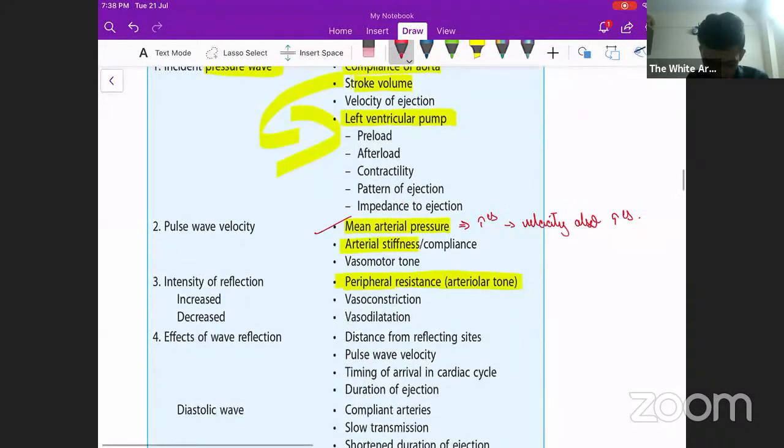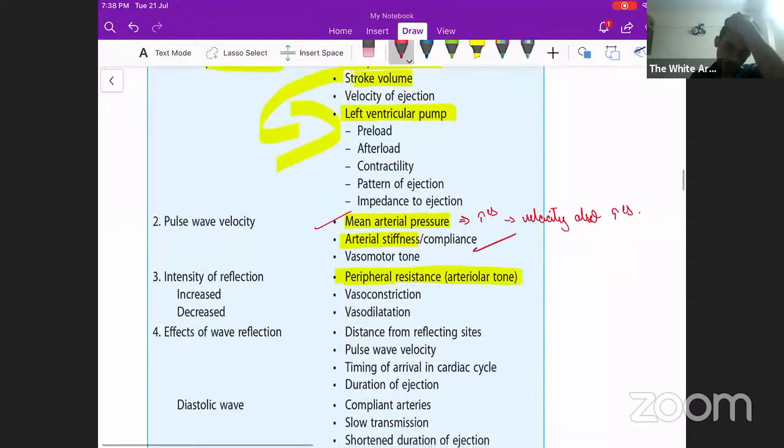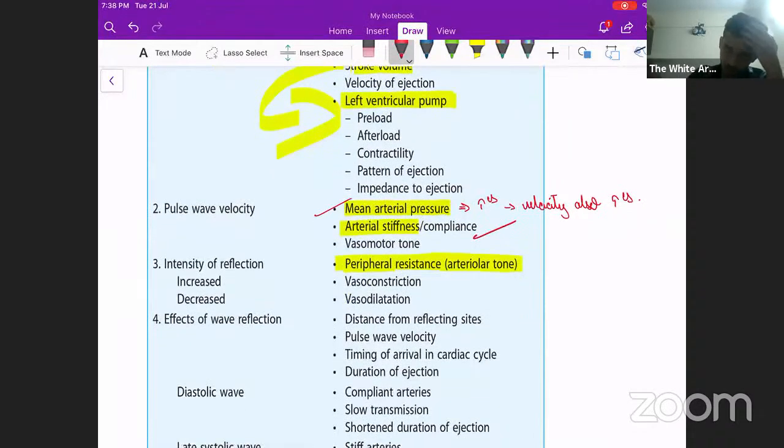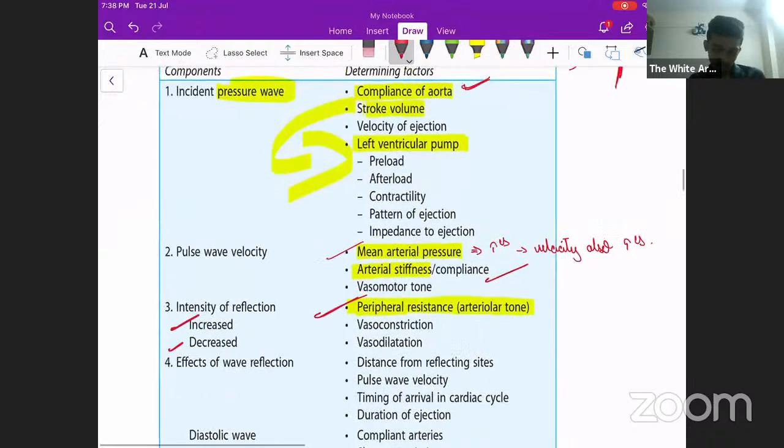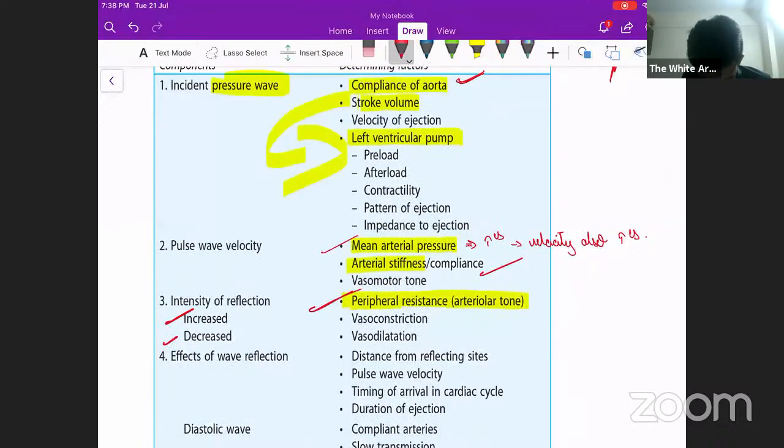Next is based on the tone and compliance. The intensity of the reflected wave, the wave that comes back, depends on the peripheral vascular resistance. So vasoconstriction and vasodilatation. If there is vasoconstriction, tone is good, so the intensity of the reflected wave is increased, and the velocity also increases. If the tone is not that good, there will be vasodilatation, and the intensity with which it comes back will decrease. So this much is enough for us.